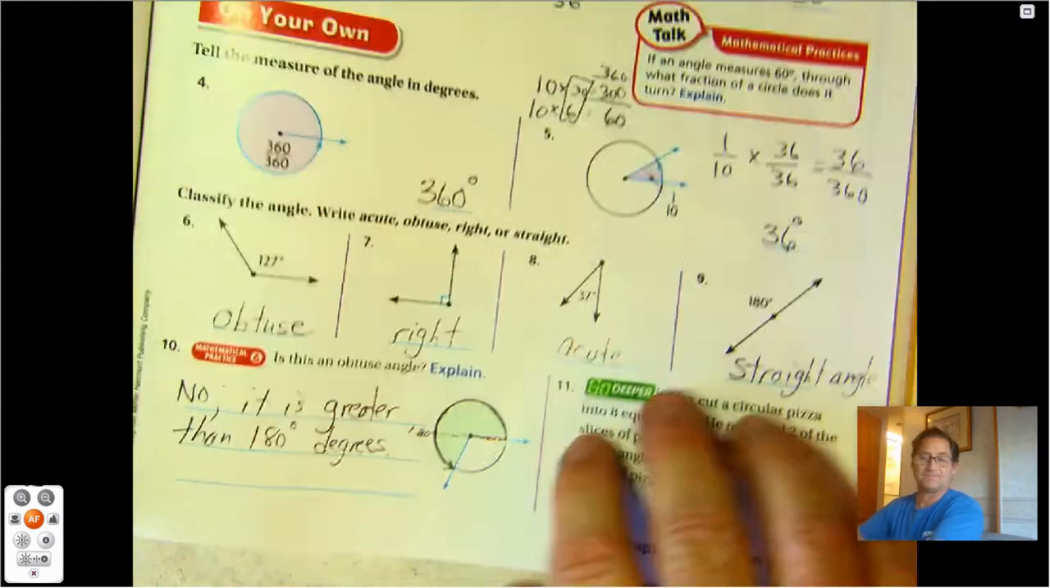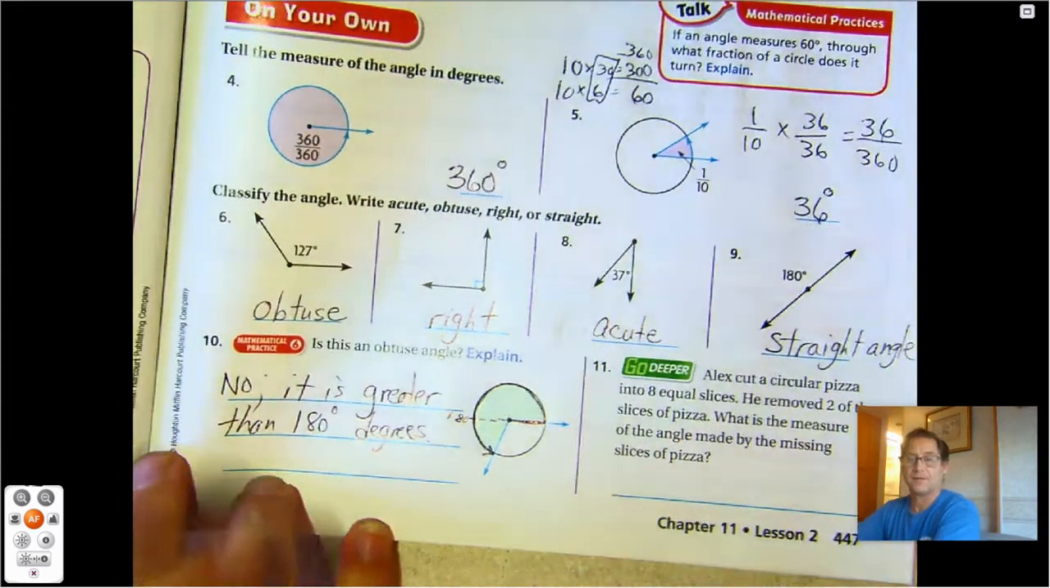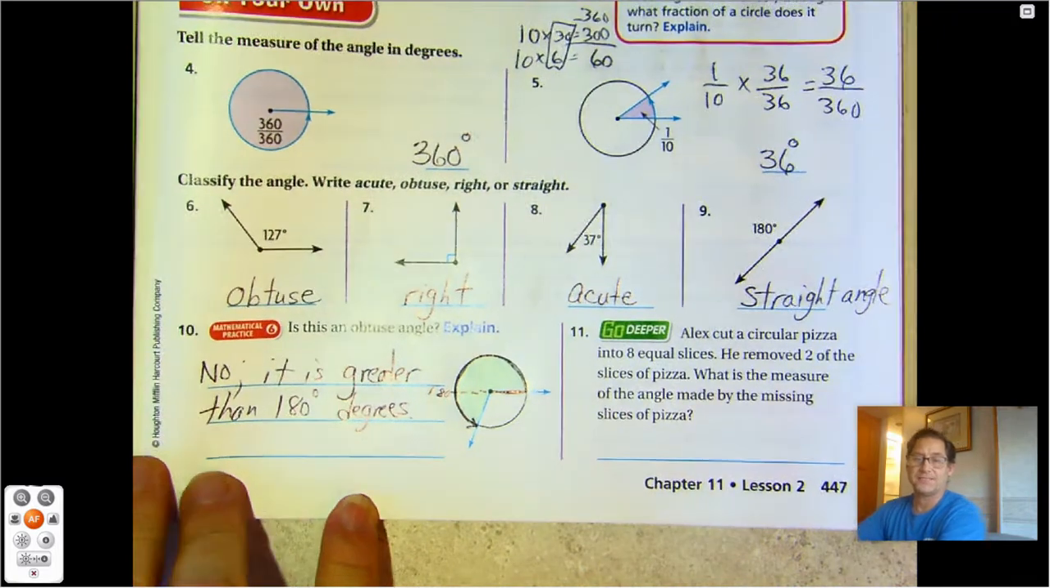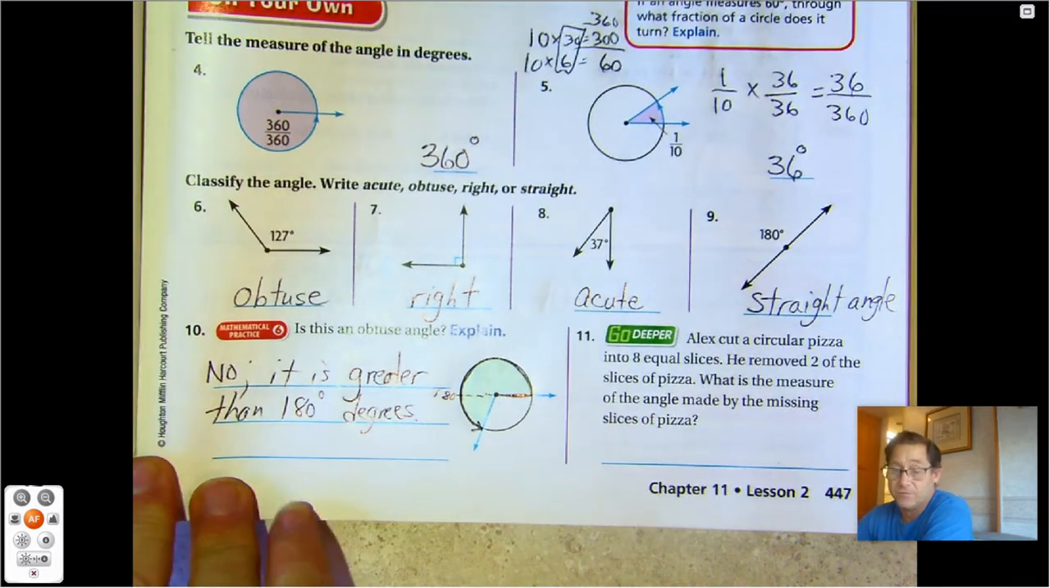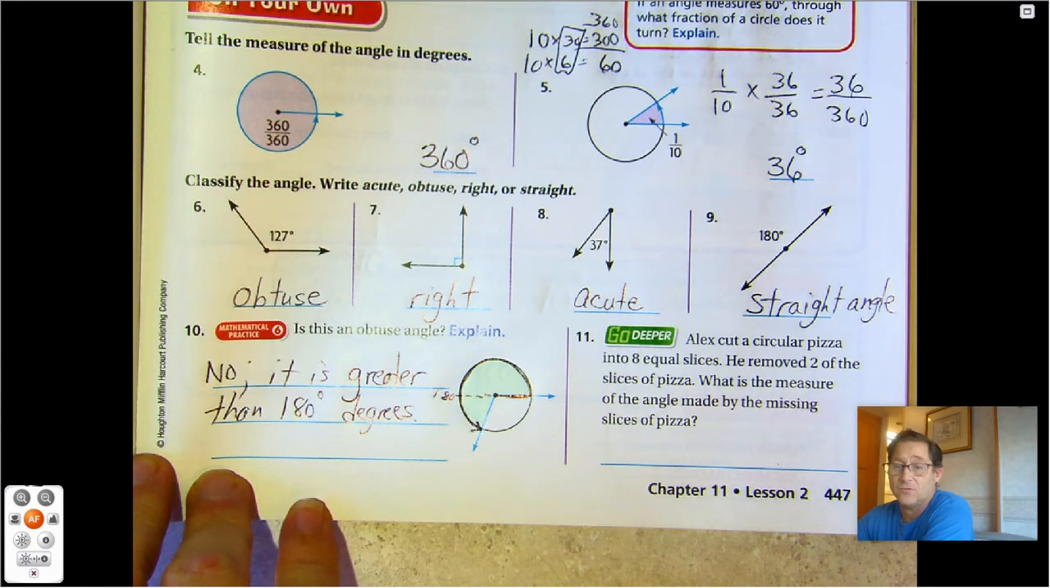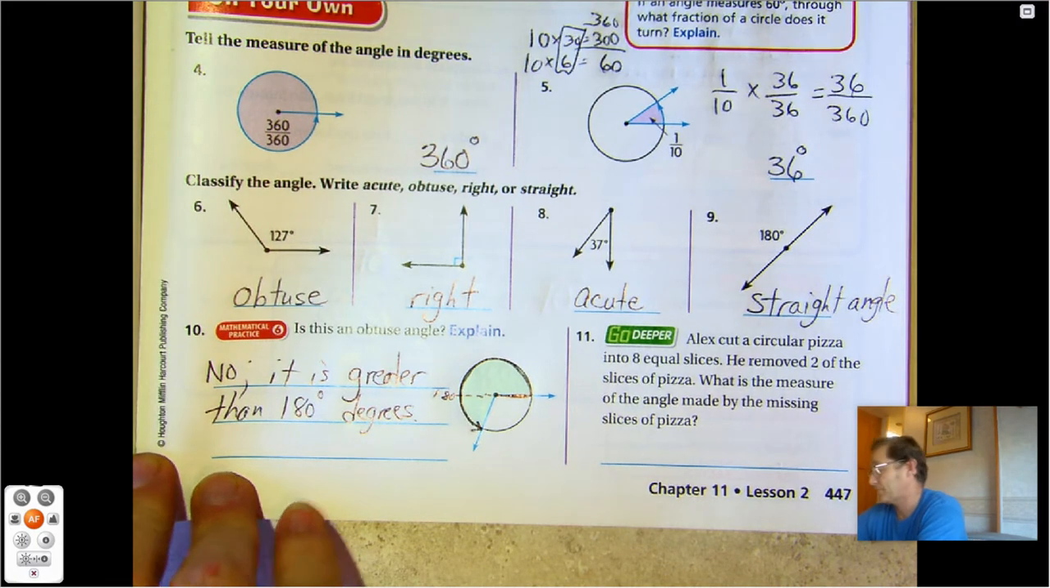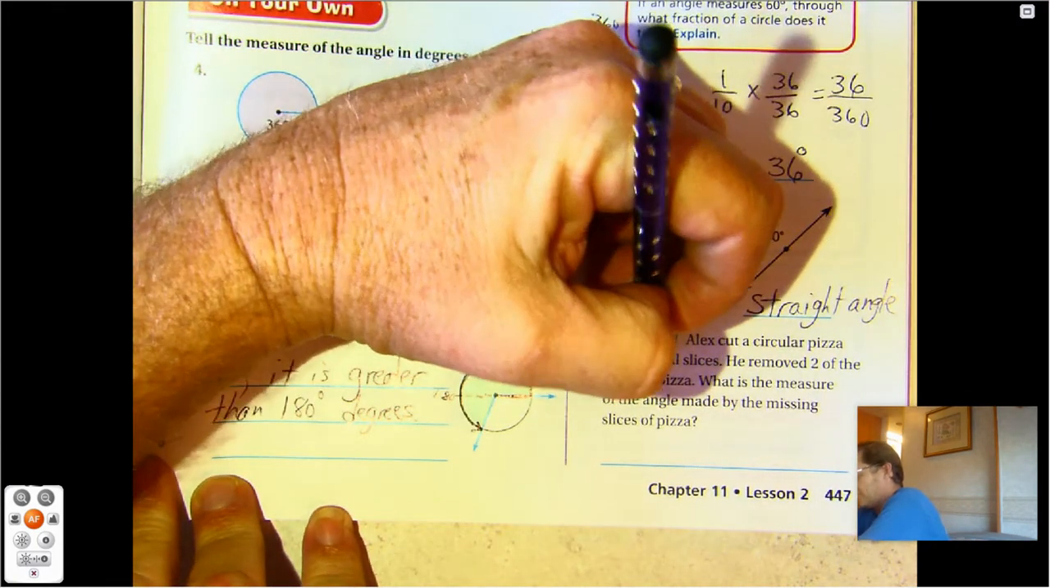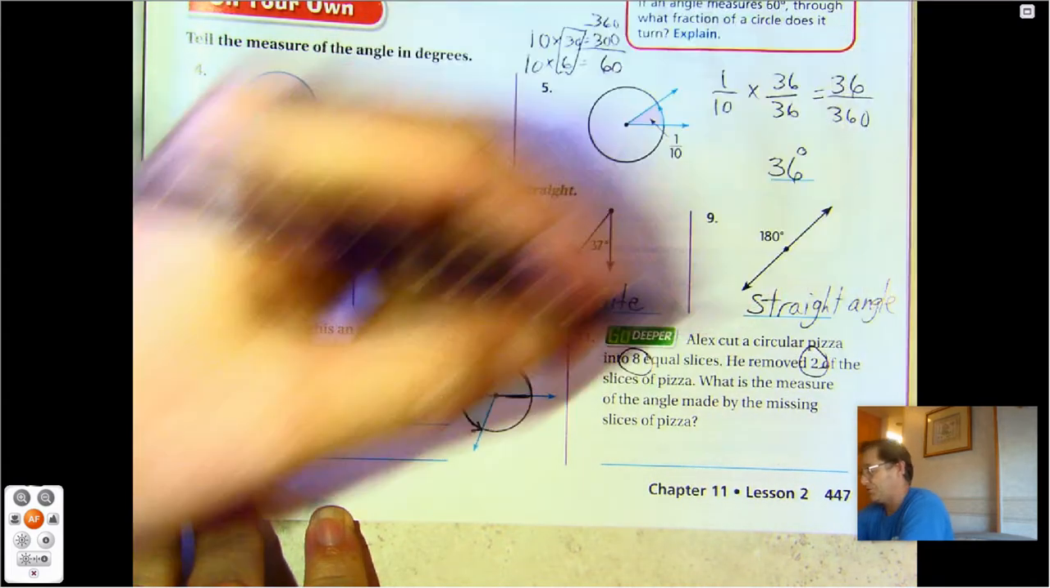Number 11. Alex cut a circular pizza into 8 equal slices. He removed 2 slices of the pizza. What is the measure of the angle made by the missing slices? All right, so he has 8 equal slices. He removes 2.